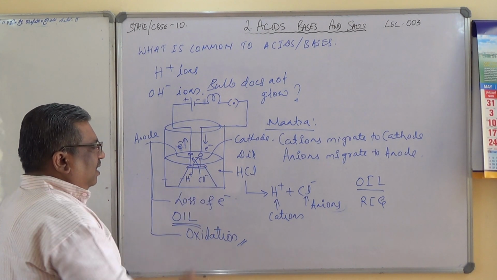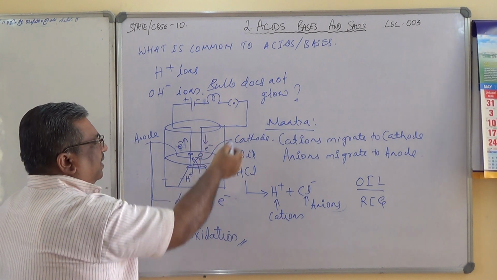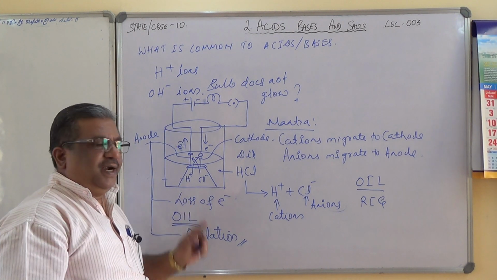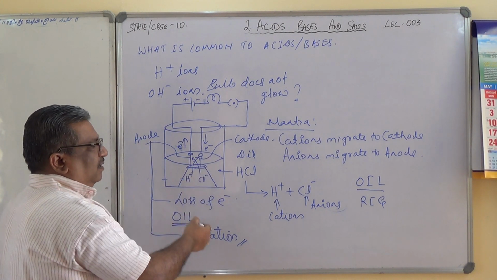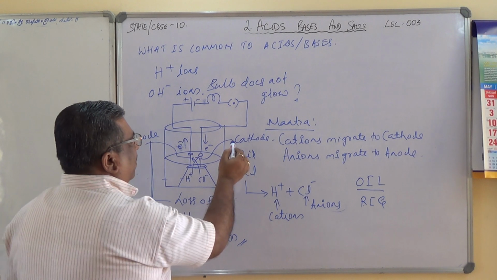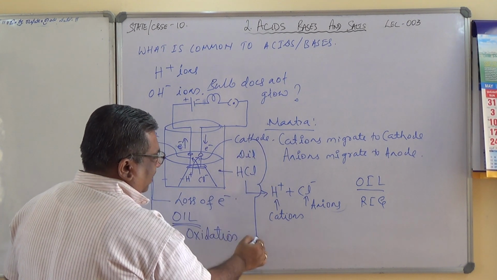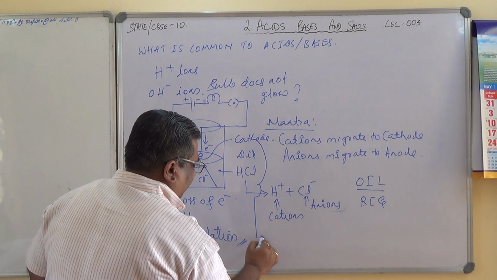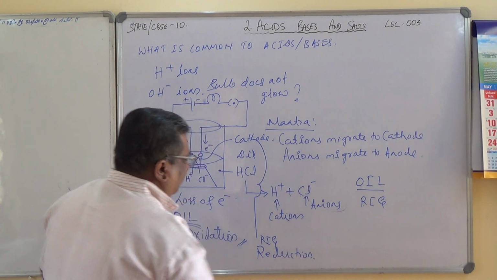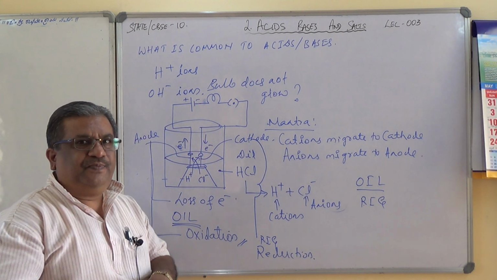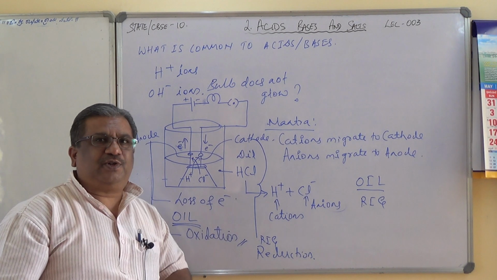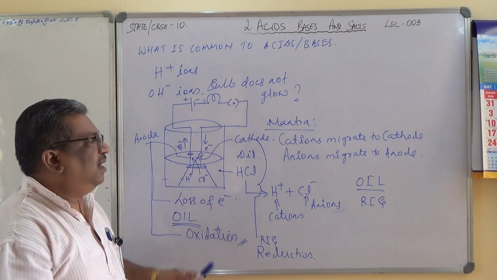What about the cathode here? Cations migrate to the cathode. It accepts the electron to become a neutral atom and thereby a molecule of hydrogen. Here the electron is accepted. That means reduction involves gain of electrons. Here the gain of electrons is involved, and therefore this process is called reduction. So remember, at the anode oxidation takes place and at the cathode reduction takes place, and this is the way, by the movement of ions inside the solution, that the flow of electric current takes place. I hope you have understood.